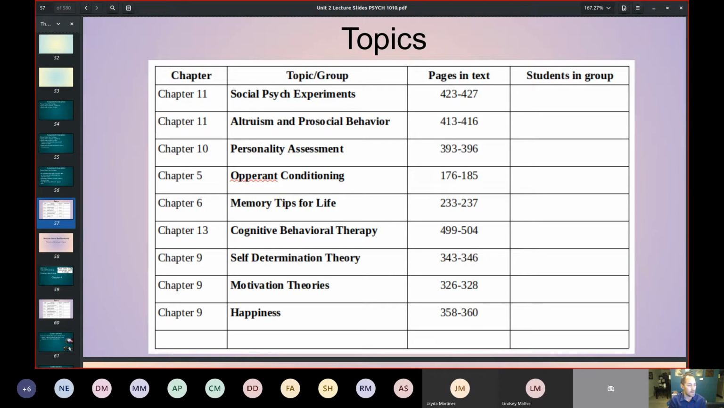So, any questions, or are we ready to start seeing who's interested in what groups? If you're interested in more than one group, that's all right too. So you can say, I'm interested in memory tips for life as well as social psych experiments. But I'm basically going to go in order. Who's interested in social psych? Give about 30 seconds for anybody to type in, I'm interested in social psych, or something like that. So feel free to start writing your comment of, I'm interested in self-determination theory, and then wait till I say that, and then you can press enter when I say that.